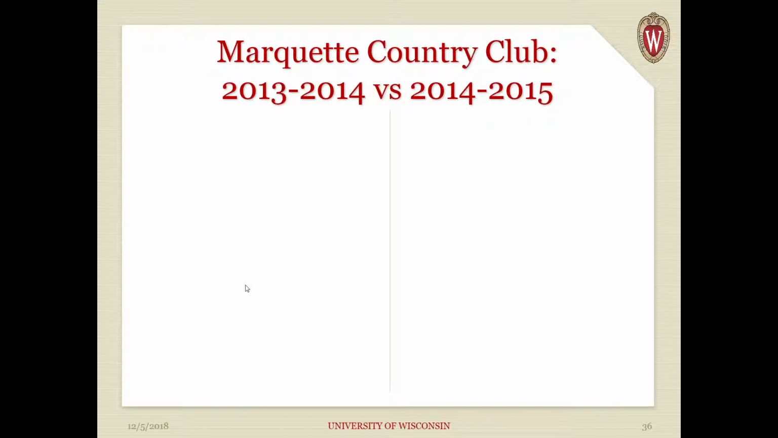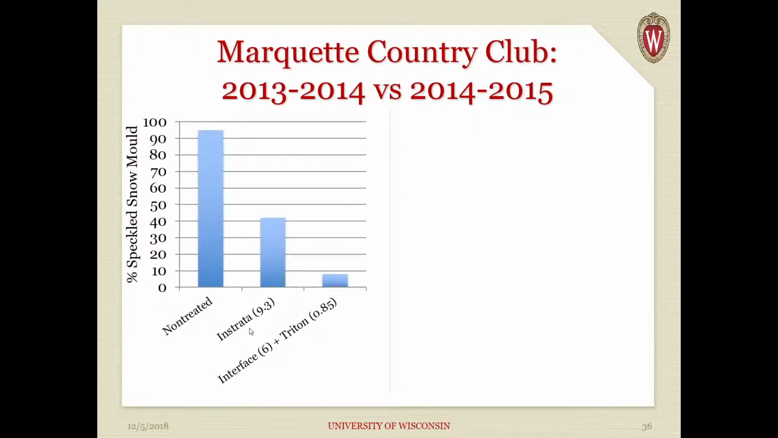All right, so sometimes good products just don't work that well. So, what are some examples and why is that? We have an example here from Marquette Country Club, one of our trials in 2013-2014 versus 2014-2015. And I just pulled out 3 treatments. In 2013-2014, we had very high levels of pressure, and the Instrata did not perform as well as we would have expected, but the Interface and Triton did perform very well. And as you can imagine, the Syngenta people were not thrilled with this result. The Bayer people were thrilled with this result.